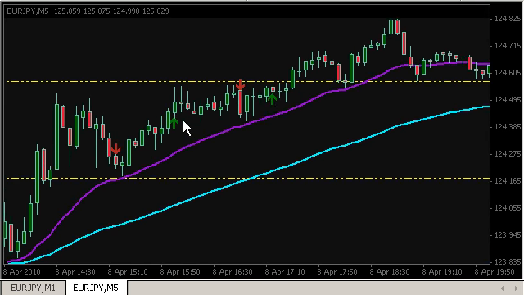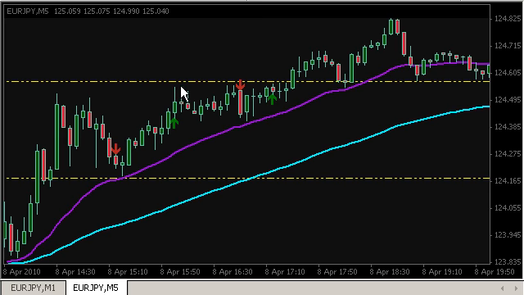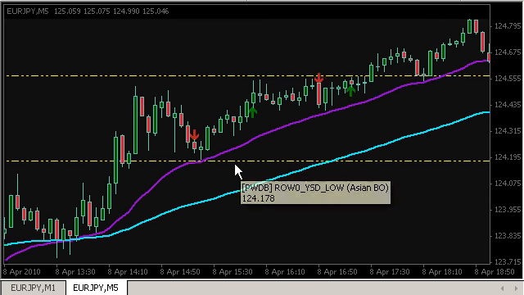So another one occurred here. We didn't enter way down here, so that's possibly quite a late entry, and may not have made us many pips.